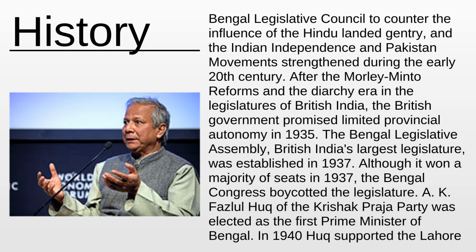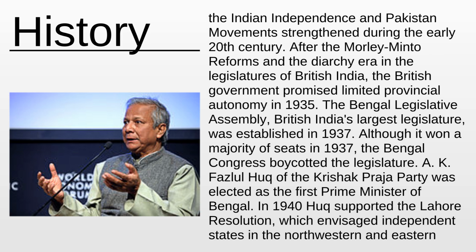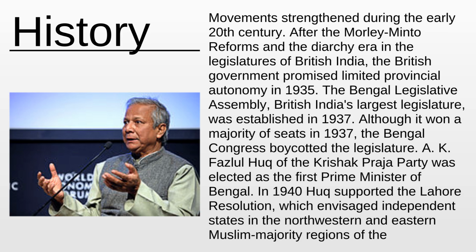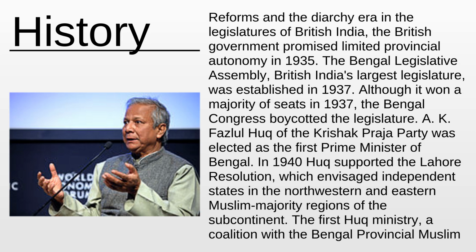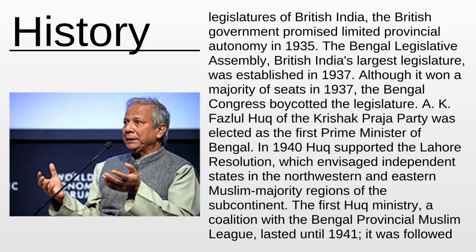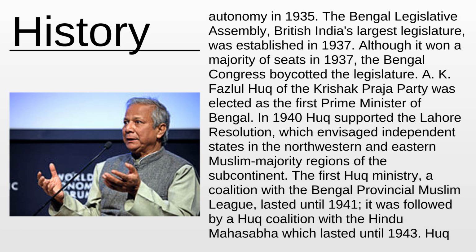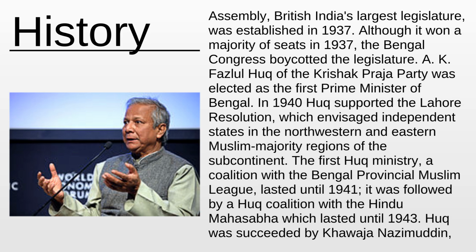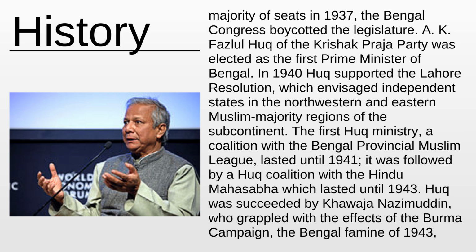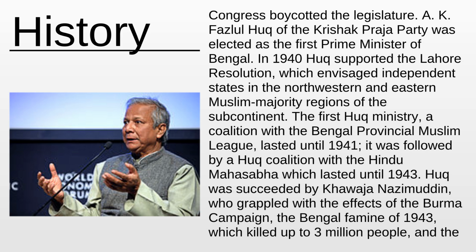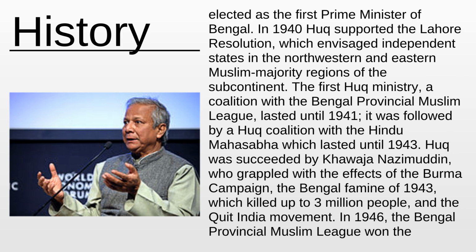After the Morley-Minto reforms and the diarchy era in the legislatures of British India, the British government promised limited provincial autonomy in 1935. The Bengal Legislative Assembly, British India's largest legislature, was established in 1937. Although it won a majority of seats in 1937, the Bengal Congress boycotted the legislature. A. K. Fazlul Huq of the Krishak Praja Party was elected as the first Prime Minister of Bengal. In 1940 Huq supported the Lahore Resolution, which envisaged independent states in the northwestern and eastern Muslim-majority regions of the subcontinent.